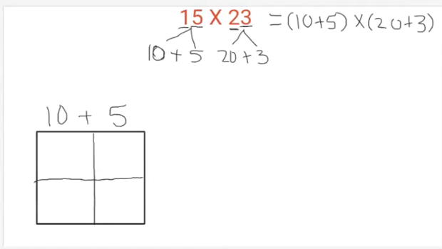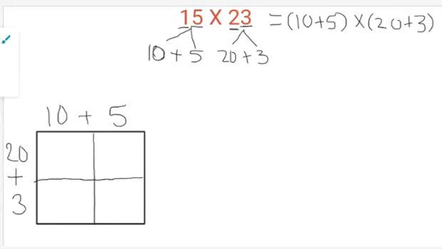Then on the left side, I'm going to write 20 plus 3. And the same thing, so now I want to make sure that my 20 is above the horizontal line and that the 3 is below the horizontal line. So now we have all our numbers that we just decomposed, and now I want to multiply my numbers.